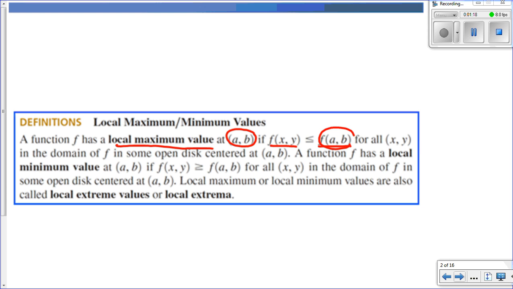A function f has a local minimum at (a, b) if it will be the lowest value for all the points x y in an open region around the point (a, b). So local maximum or local minimum values are also called local extreme values or local extrema. So extrema just refers to the maximum or maxima and minima values.